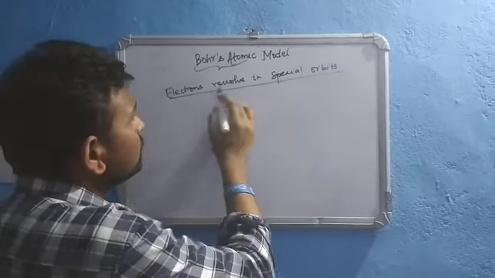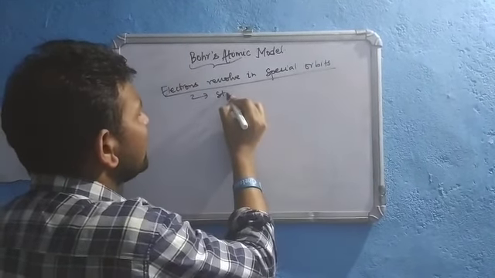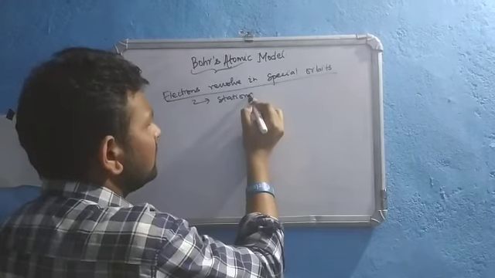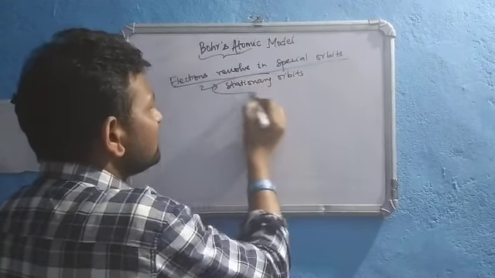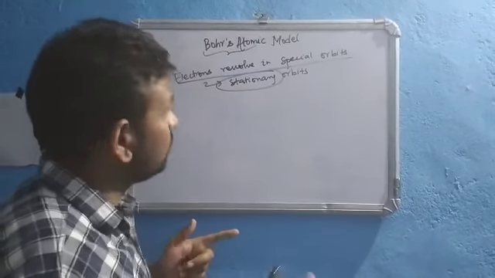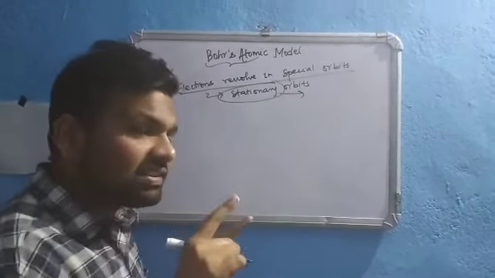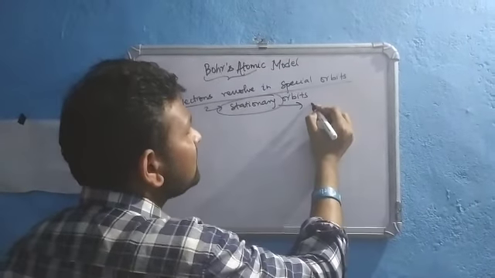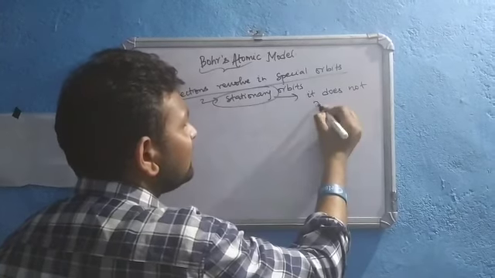Electrons revolve in special orbits, and these special orbits were termed as stationary orbits. Now, stationary orbits means stationary. Stationary means it is not moving. Orbits are not moving. So, in what sense is this saying stationary? It means it does not radiate energy. It does not radiate energy.